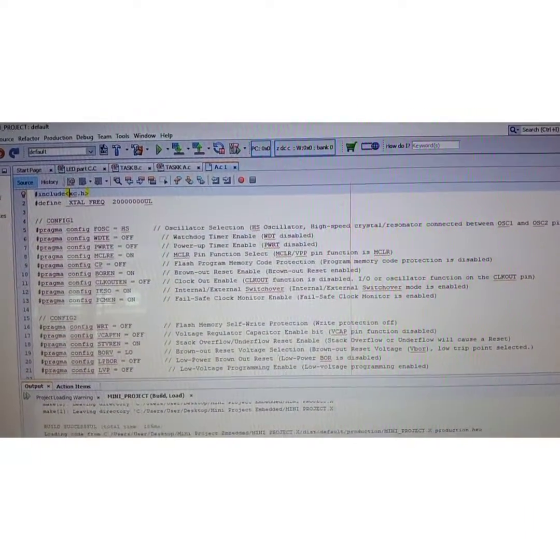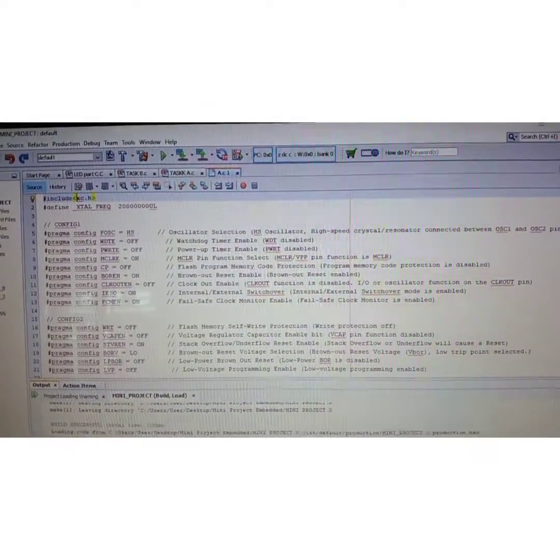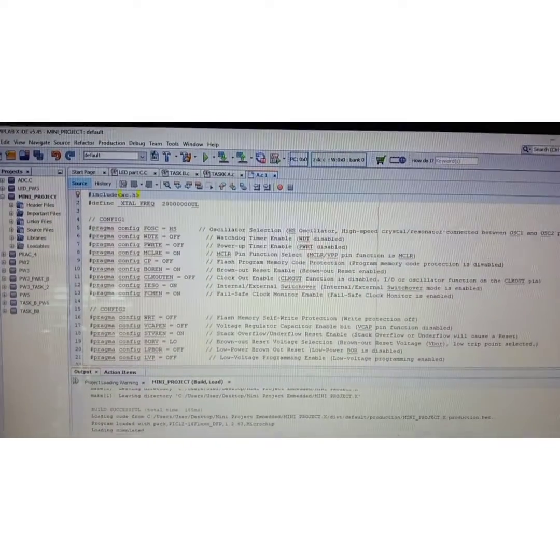This is our code for interfacing the 7-segment display with the PIC microcontroller. We are using the PIC16F1517 for our mini project. I'm going to explain what each line stands for, one by one. We are using a 20 MHz crystal. We start with config 1.